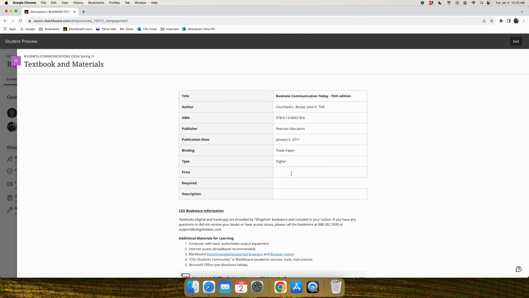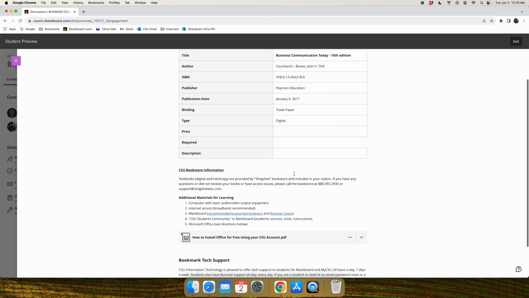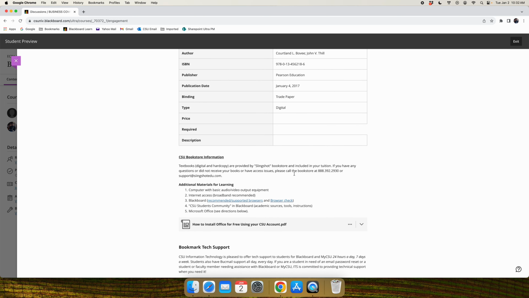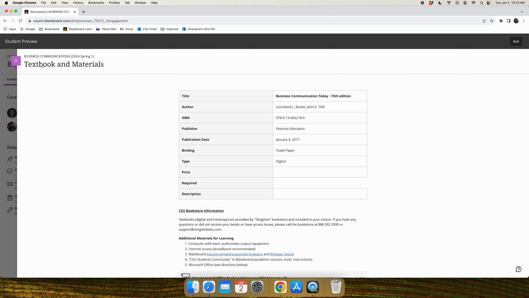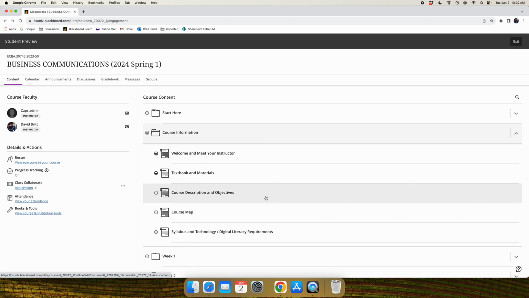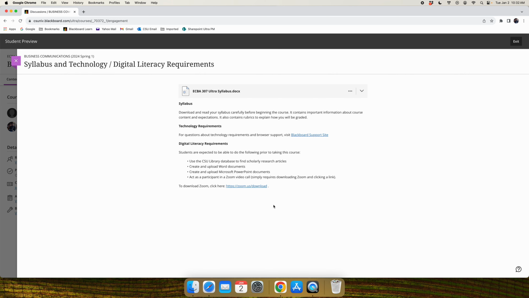Here's the information on the textbook. Textbook you should be getting from Slingshot, so make sure that you have that. I think this is a digital copy of the textbook, so make sure that you do that. Course description and objectives. The course map, don't pay any attention to that. That's really just for accreditation purposes. And then down here, the syllabus. Syllabus, very, very important, so make sure that you take a look at that as you go forward, okay?